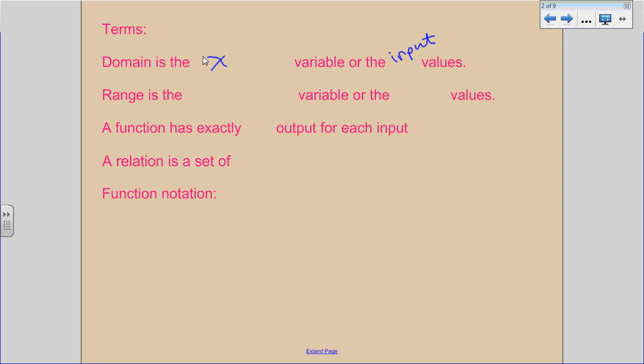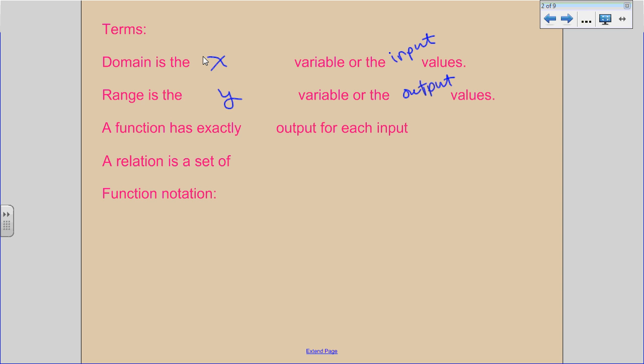So the domain is your input. It's your x values. It's what we plug into our function. The range then is our y variable, or the outputs. We'll use all three of those words, domain, inputs and outputs. But what we have to realize is that these are just sets of ordered pairs, so they have an x and a y variable each time we talk about the function.